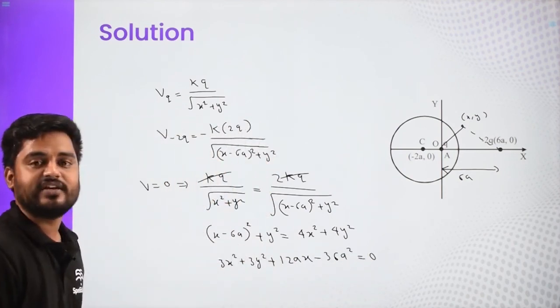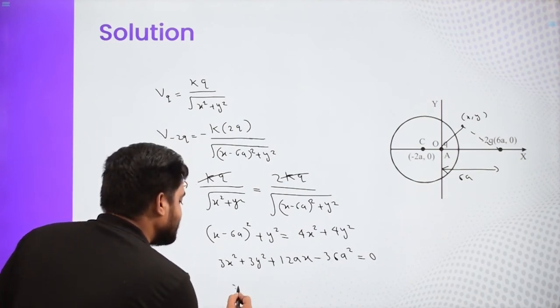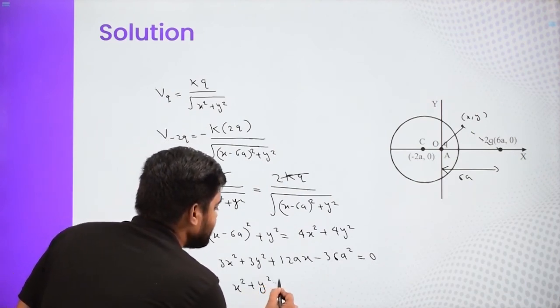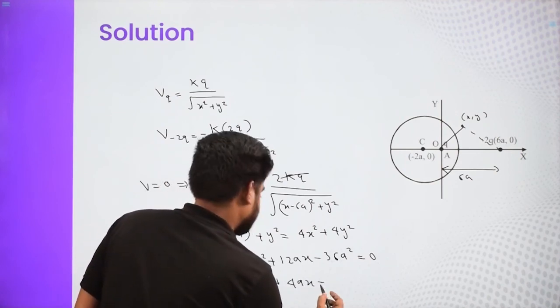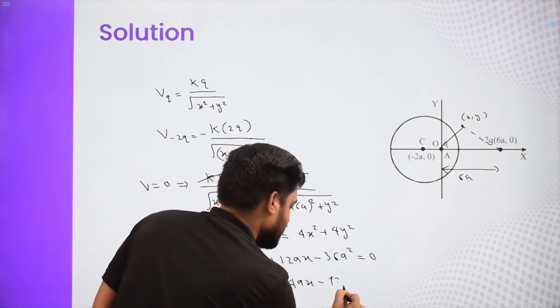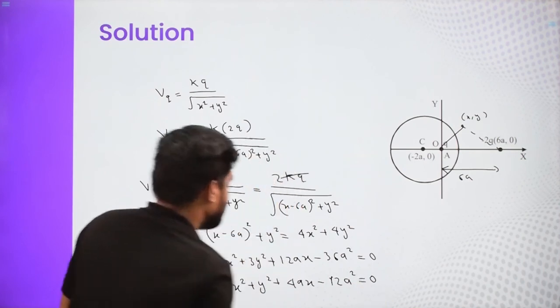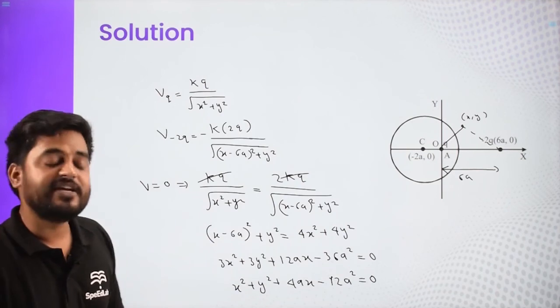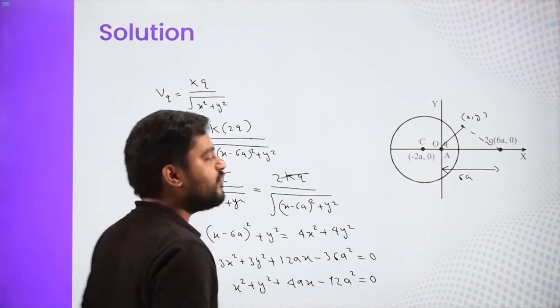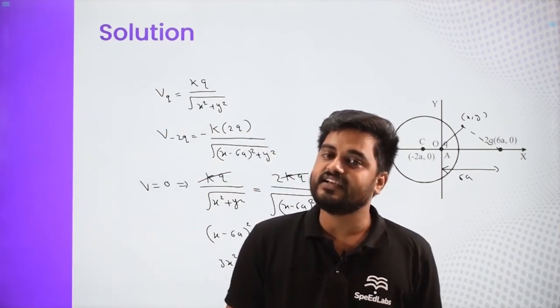And this equation is the equation of a circle. I am further simplifying it. It is x square plus y square plus 4ax minus 12a square is equal to 0. So as we all know, this is the equation of a circle, so we will say the locus will be a circle. If we want to go further and get the center and the radius of the circle.